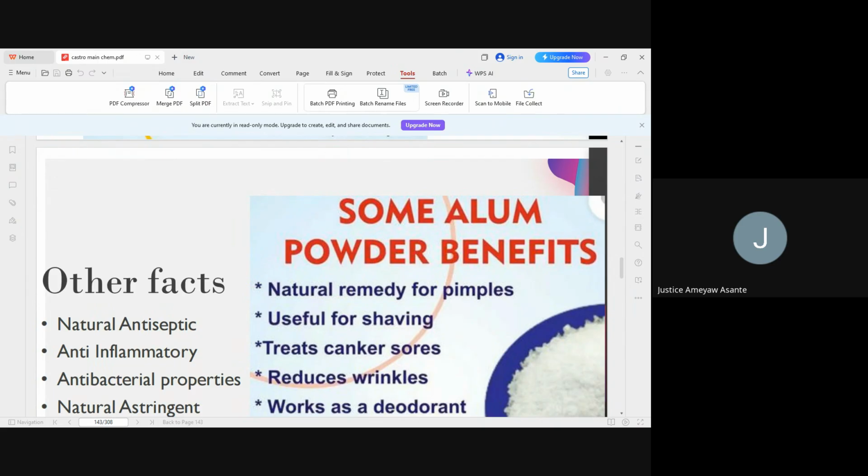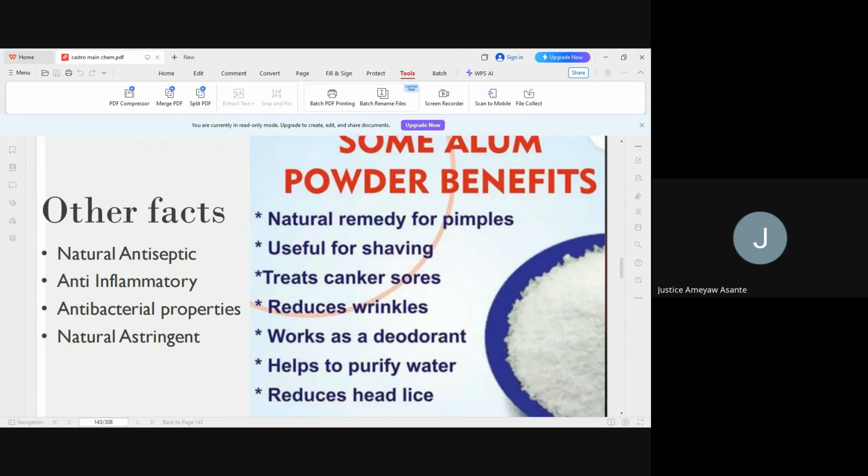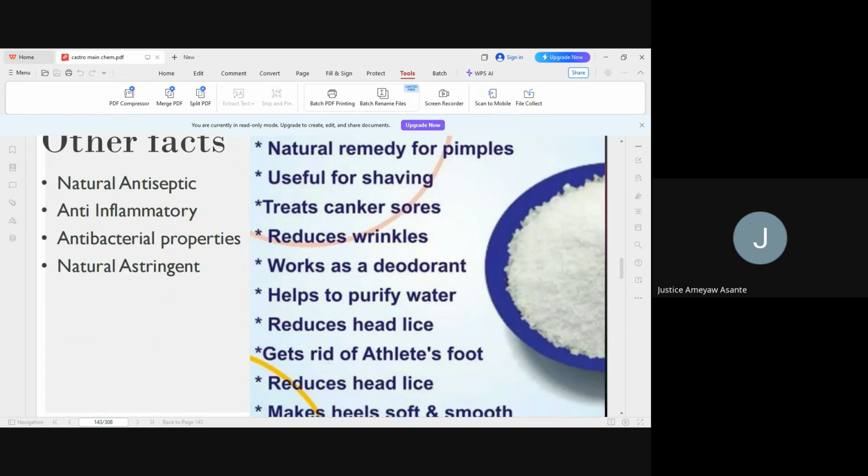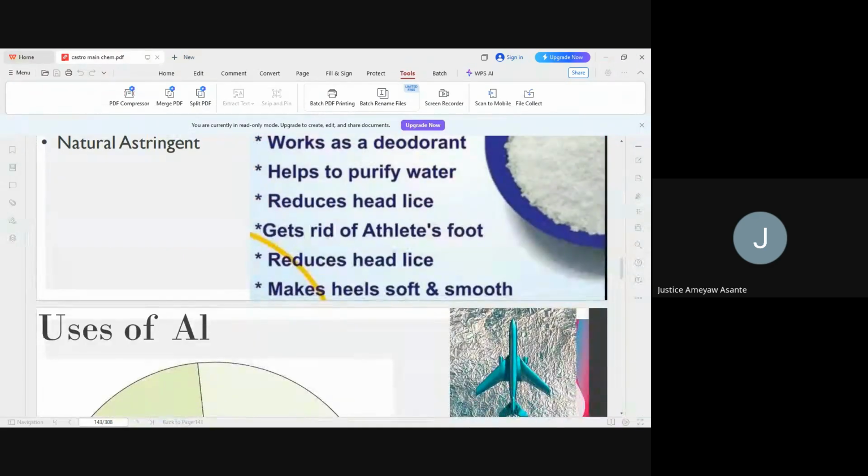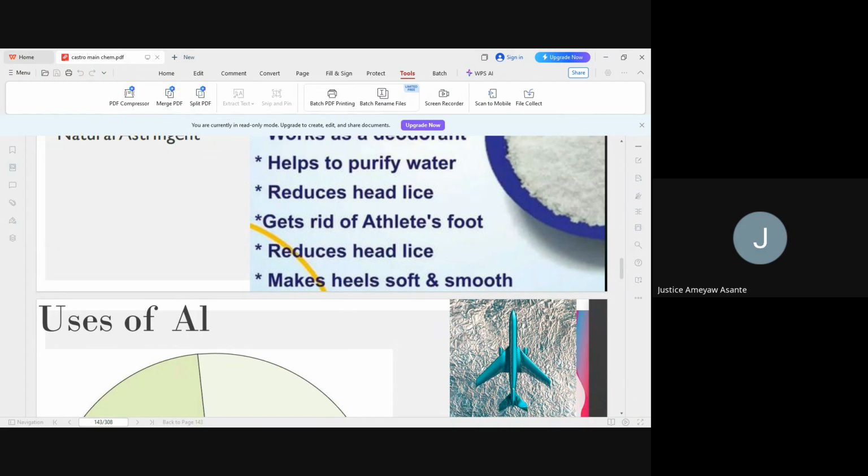Some alum powder benefits: natural remedy for pimples, used for shaving, treats canker sore, reduces wrinkles, works as deodorant, helps to purify water, reduces head lice, gets rid of athlete's foot. It has natural antiseptic, anti-inflammatory, antibacterial properties, and is a natural astringent. It also makes heels soft and smooth.